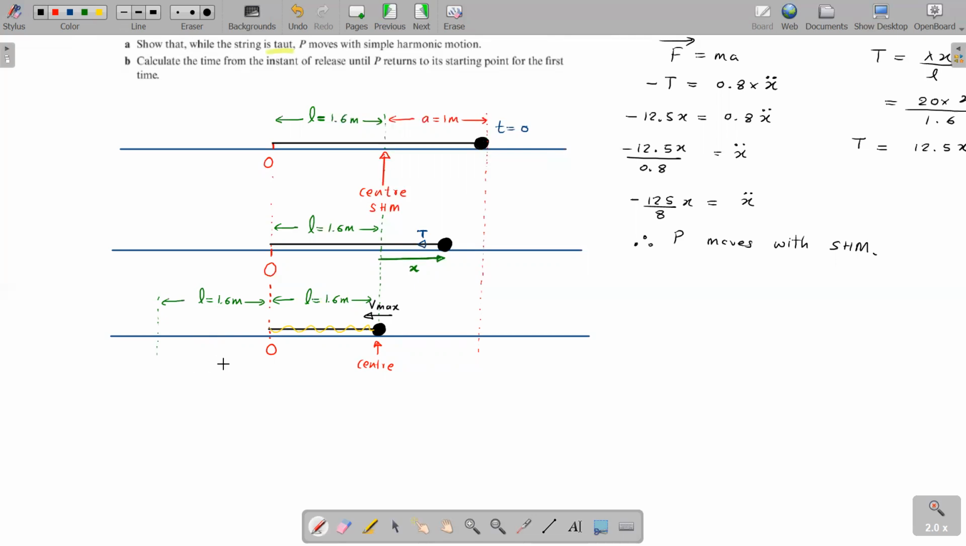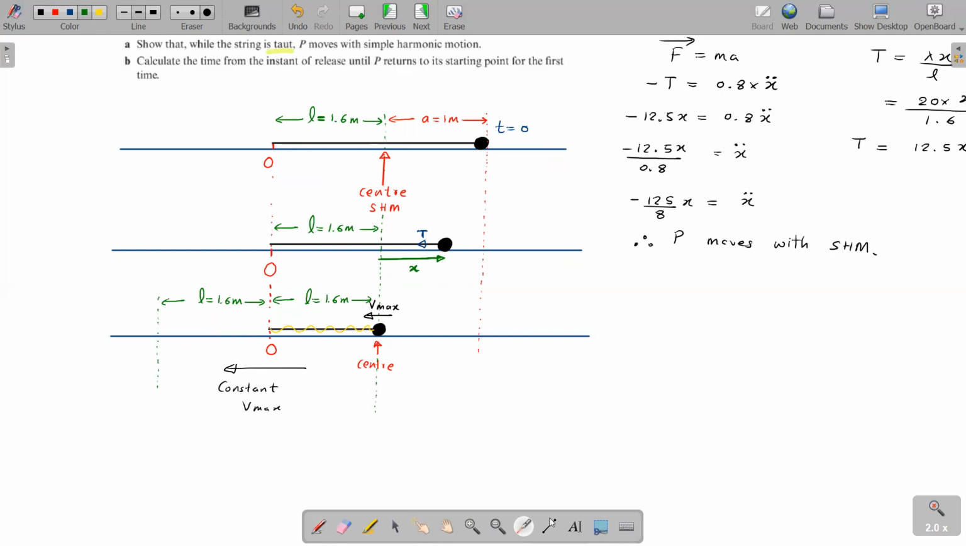So over here, the particle moves with constant Vmax velocity. The particle is moving with the constant Vmax velocity, because over here in between, the string is completely slack. So when the particle is moving, the string does not play any part in here at all.